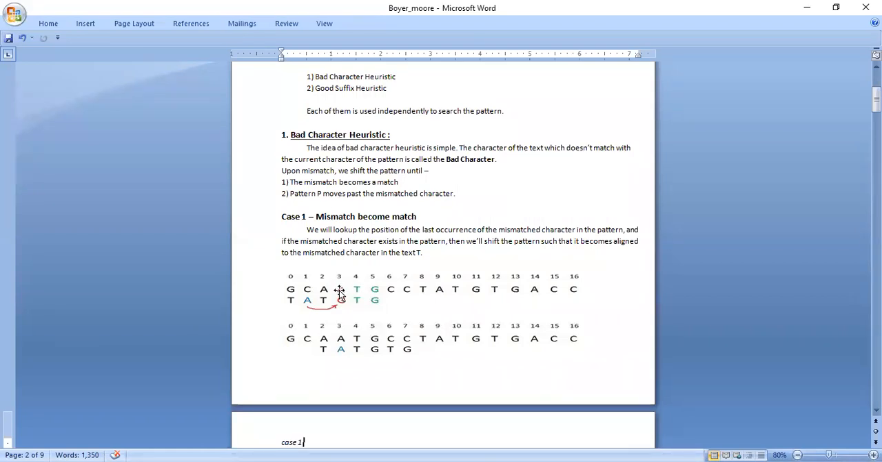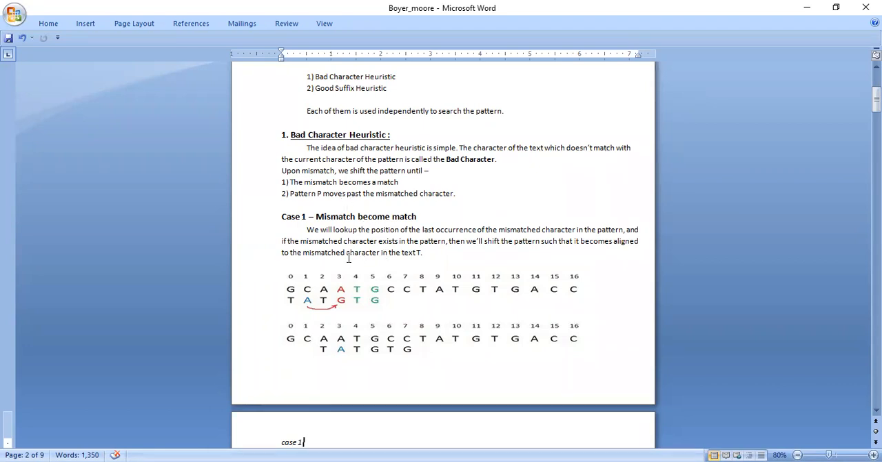So first, we are finding a bad character, and after finding it, we are checking for these two conditions. What is the first one? Upon the mismatch, we shift the pattern until the mismatch becomes a match, or pattern P totally moves past the mismatch character. Totally it passed the mismatch character.